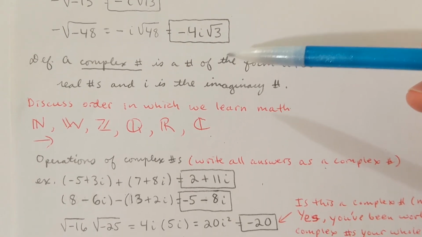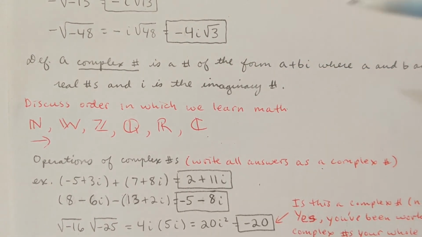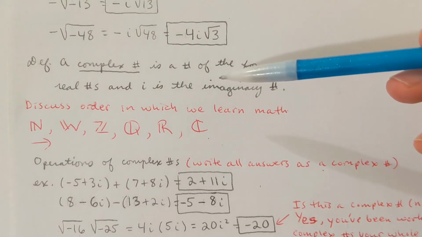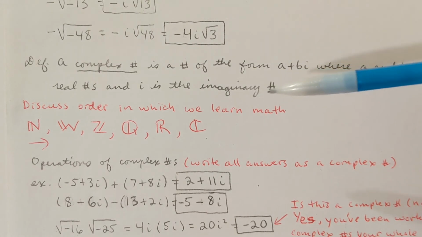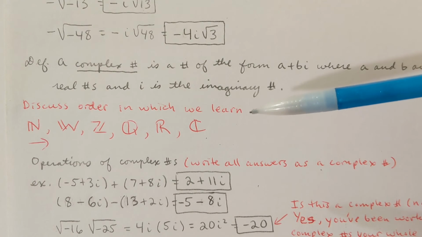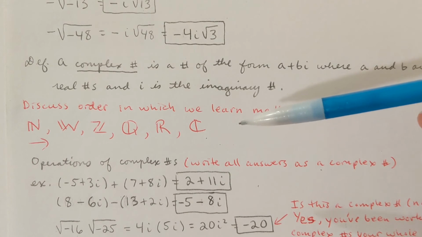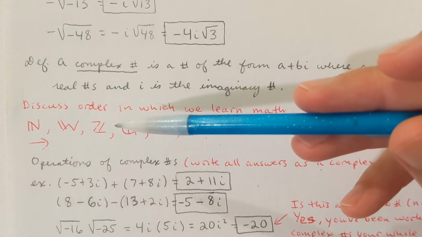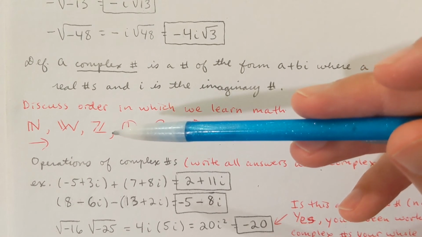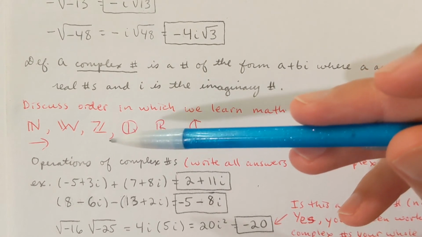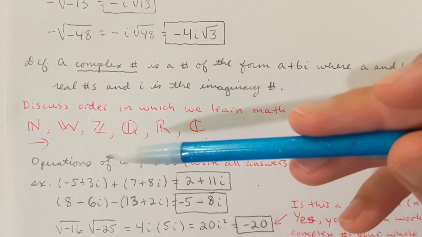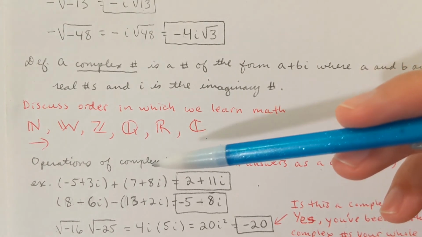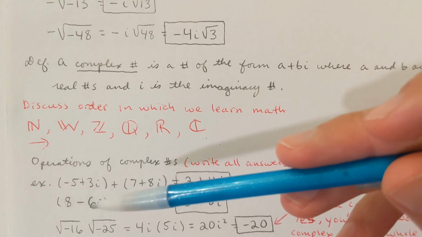Now a complex number is a number of the form a plus b times i, where a and b are real numbers and i is the imaginary number. Up to this point, we've learned a specific way of organizing our number system. The first thing that we learn about is natural numbers, or whole numbers, same thing. Whole numbers are counting numbers starting at 0. So 0, 1, 2, 3, 4. Integers are whole numbers and then their negatives. So 0, 1, 2, 3, and then -1, -2, -3, etc.